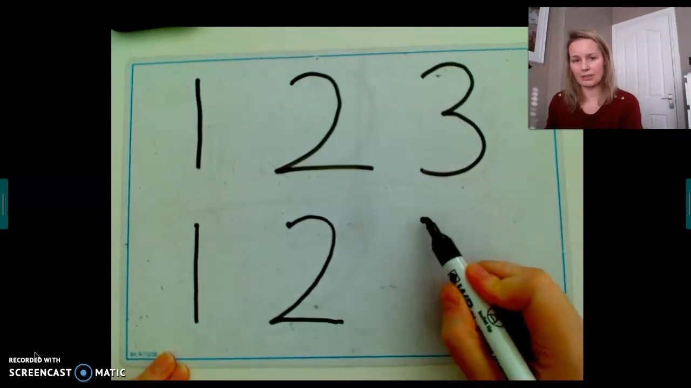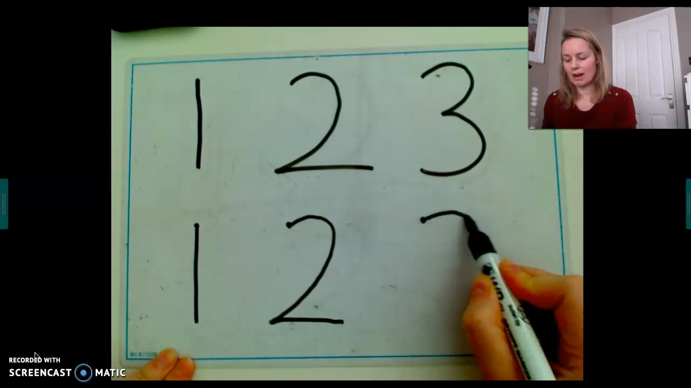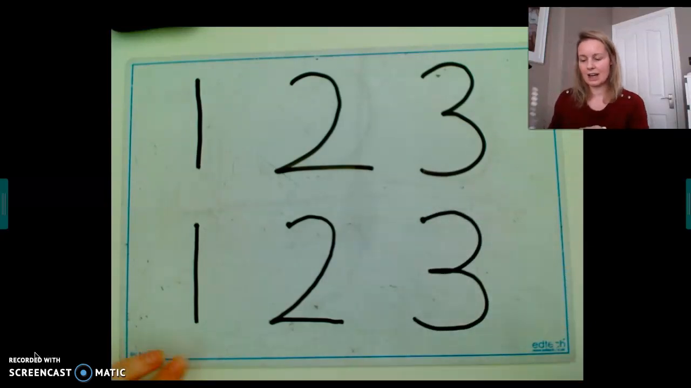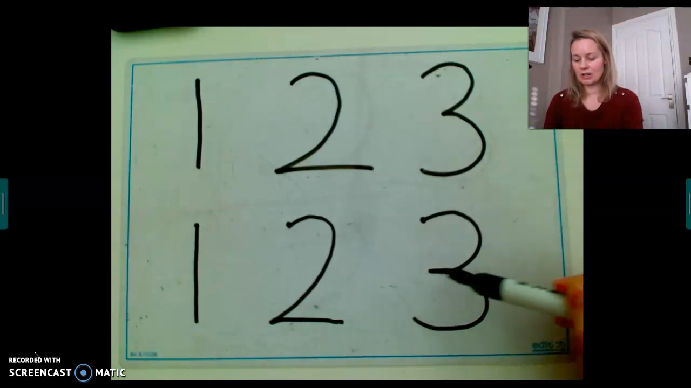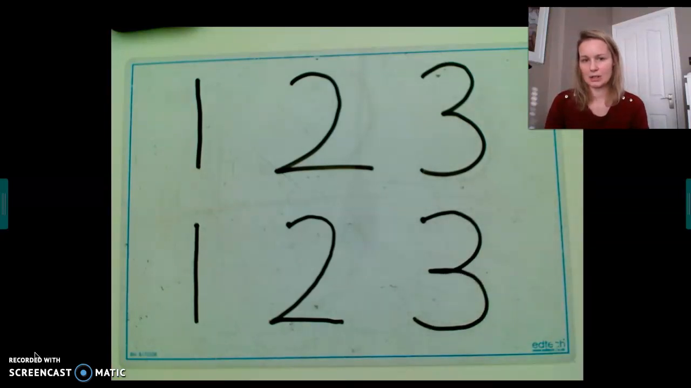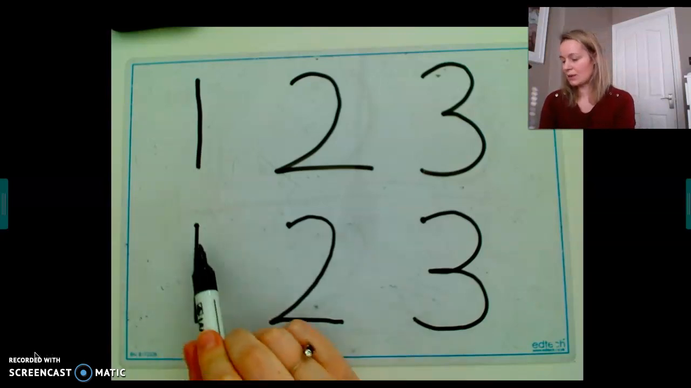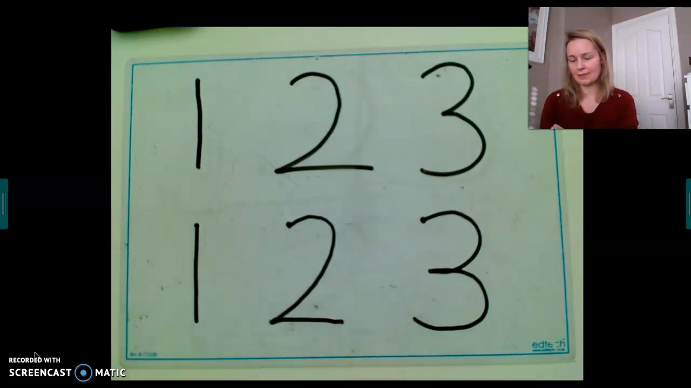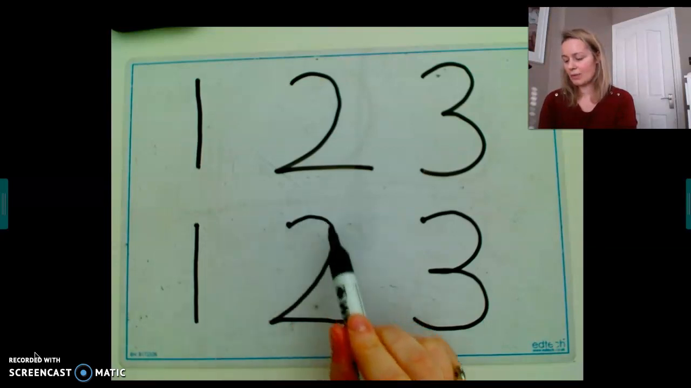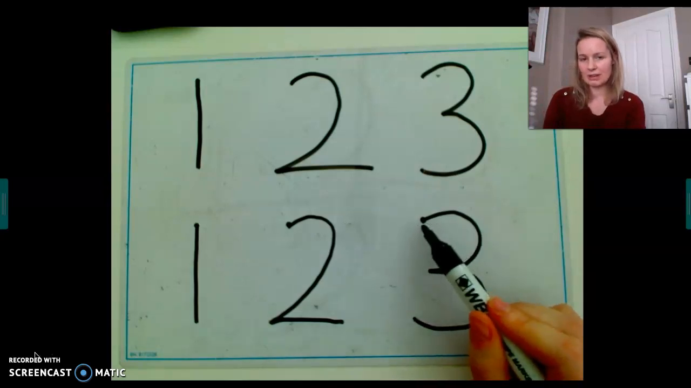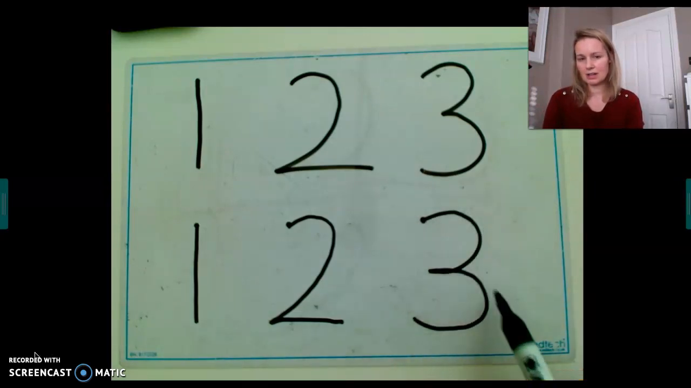And for our numeral 3, we start at the top again, we go around and around again. And so there's two curved lines in numeral 3. So let's just look at that again. With numeral 1, we have one straight line. With numeral 2, we have one curved line and one straight line. And for numeral 3, we have two curved lines.